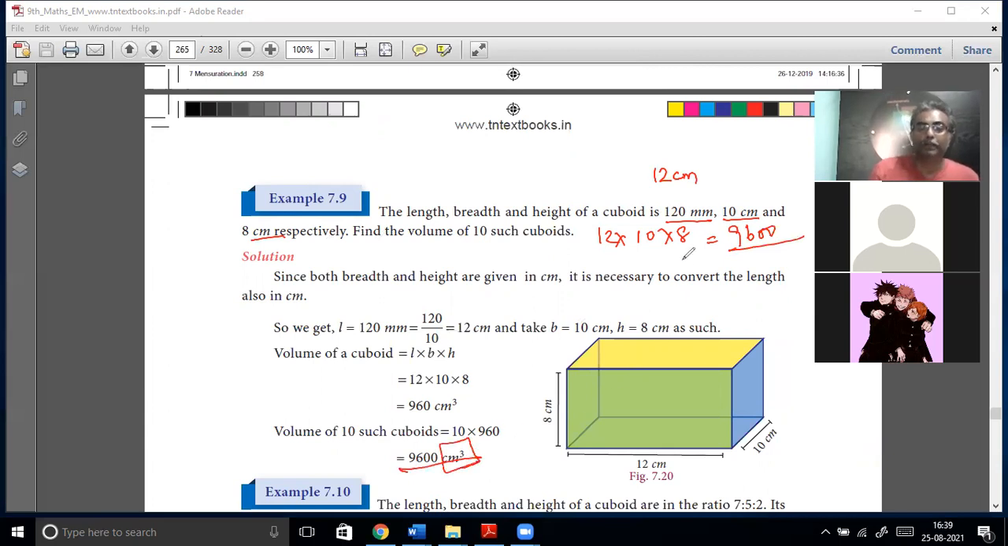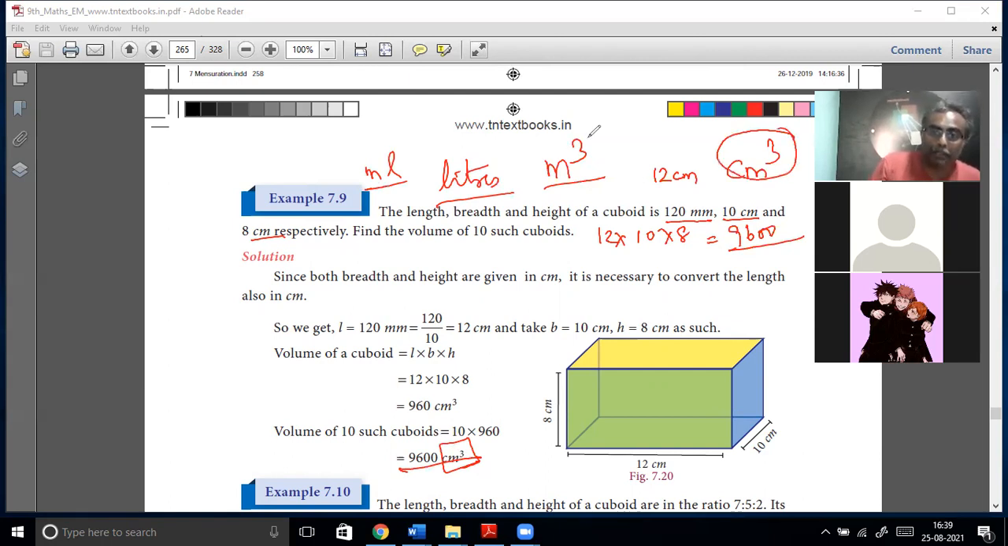Centimeter cubed. Volume is always in centimeter cubed or meter cubed, or liters or milliliters. These are the units for volume. Most probably you have to write only in centimeter cubed or meter cubed. If liters come, you have to convert it either into centimeter cubed or meter cubed. We'll see that as we go along.